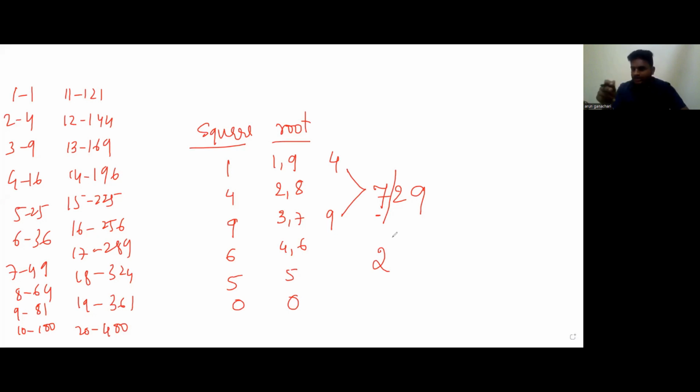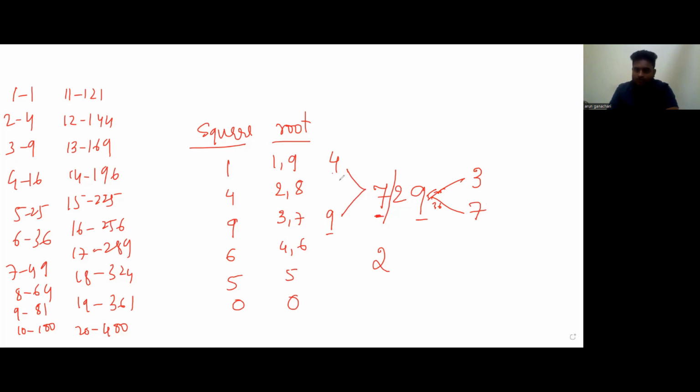I did it for 25 and 36 earlier, but don't do it that way. It will be lengthy. Do it using this method. For the second digit, I'll check whether 7 is closer to 4 or closer to 9. When my last digit is 9, I have 2 options, 3 or 7. Now I will look at this 7.